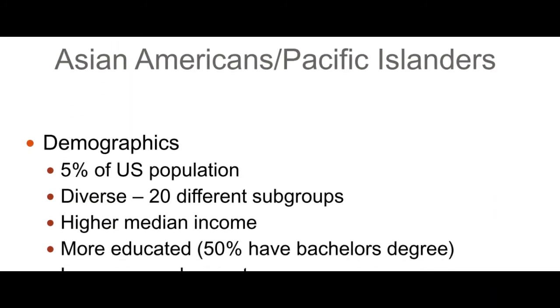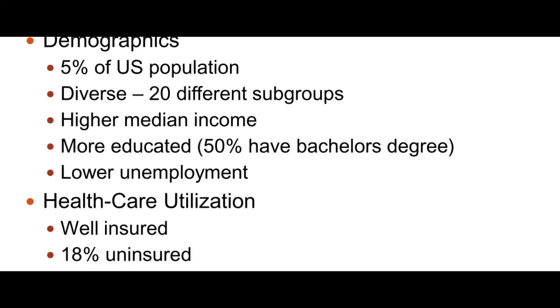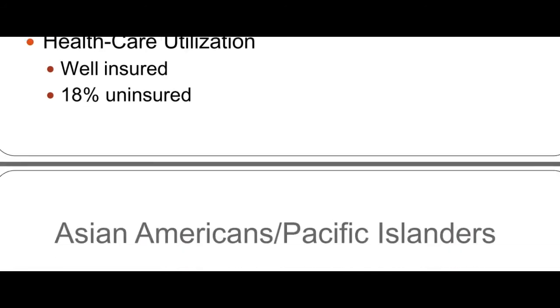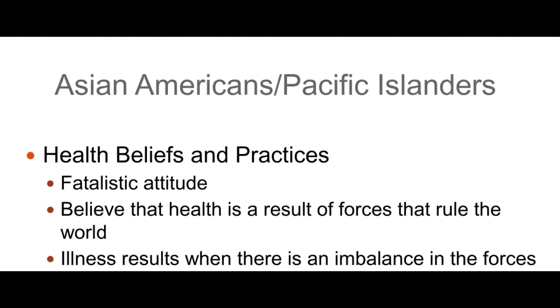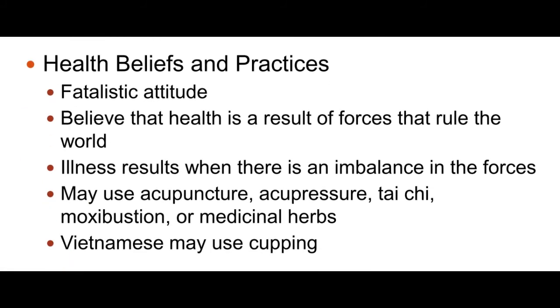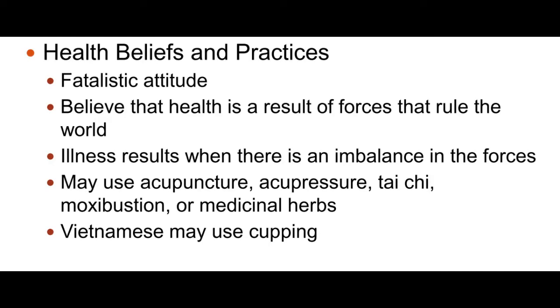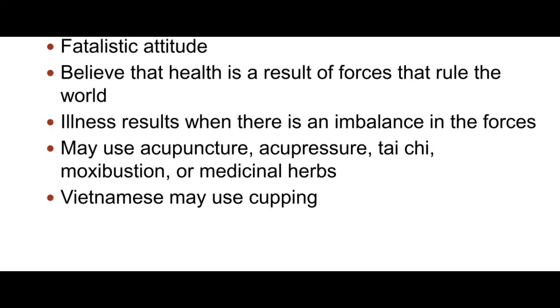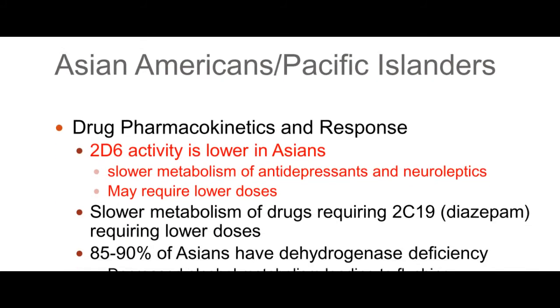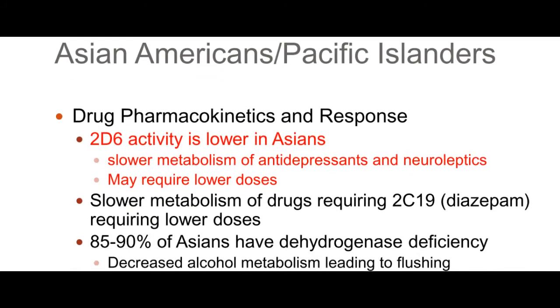Asian Americans, Pacific Islanders, usually well insured, only 18% uninsured, usually employed. They have some different practices too, acupressure, acupuncture. Everybody's got something a little bit different. Okay, so a lot of Asians, and once again, not all Asians, and I guess all people are not created the same, right? We all have a little bit of difference to us.